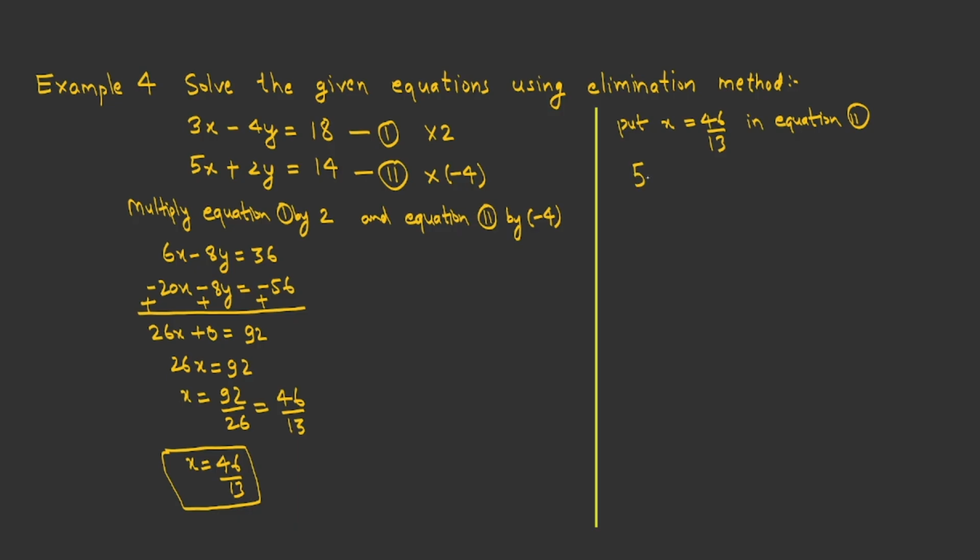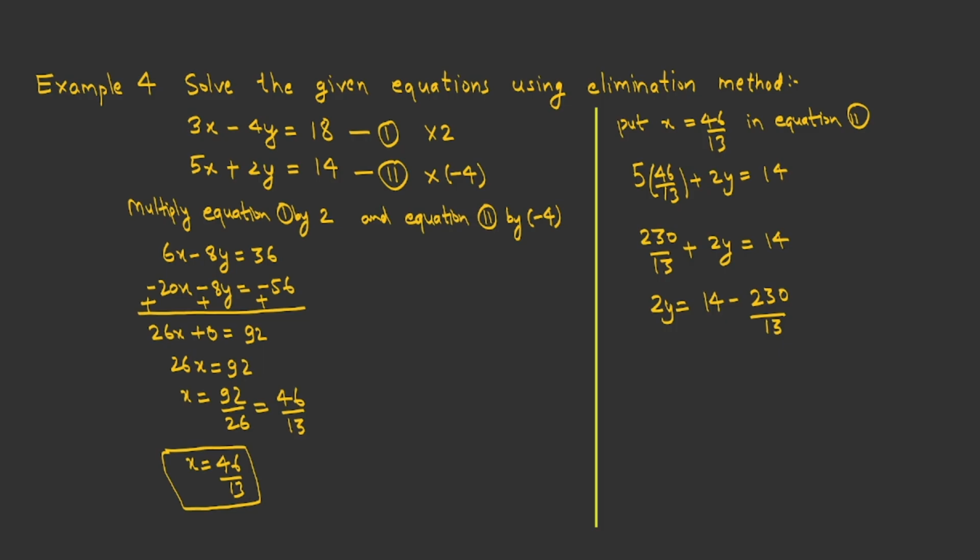So you will have 5 into 46 by 13 plus 2y is equals to 14. Multiply it. So what you will get? You will get 230 upon 13 plus 2y is equals to 14. To get the value of the unknown, let's put unknown in the left hand side और बाकी चीज़ों को राइट हैंड साइड ट्रांसफर कर देते हैं. तो हमको मिल जाएगा 2y is equals to 14 minus 230 by 13.